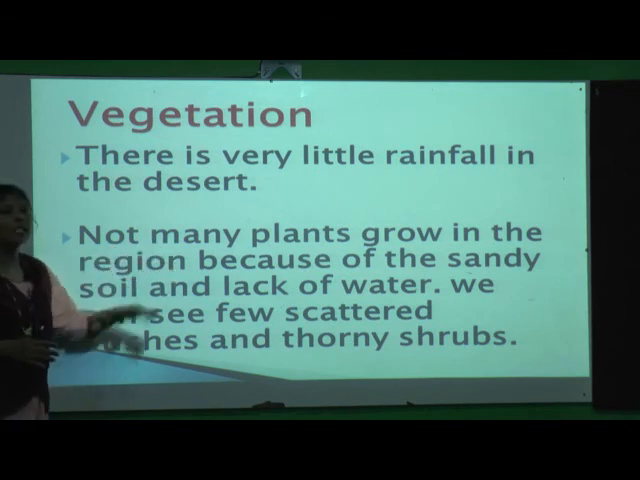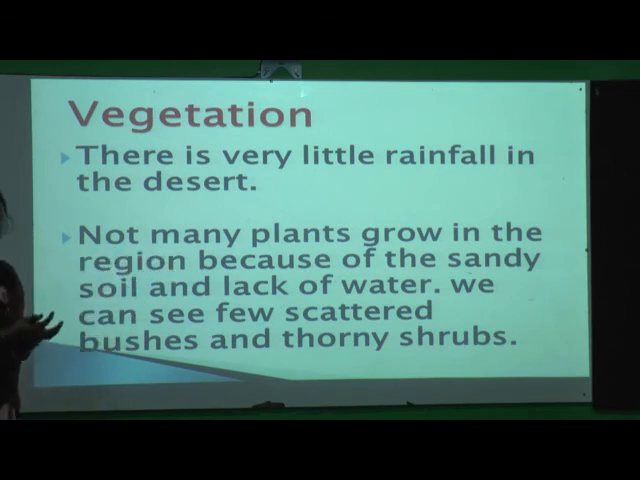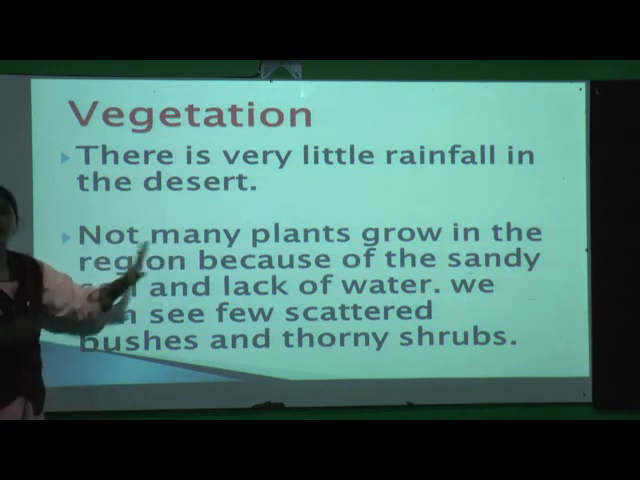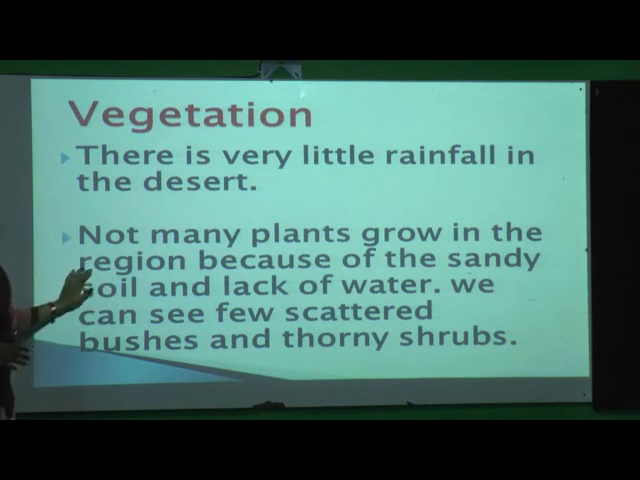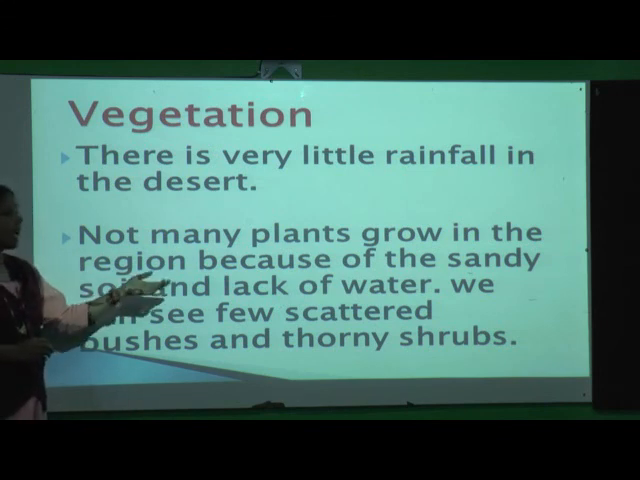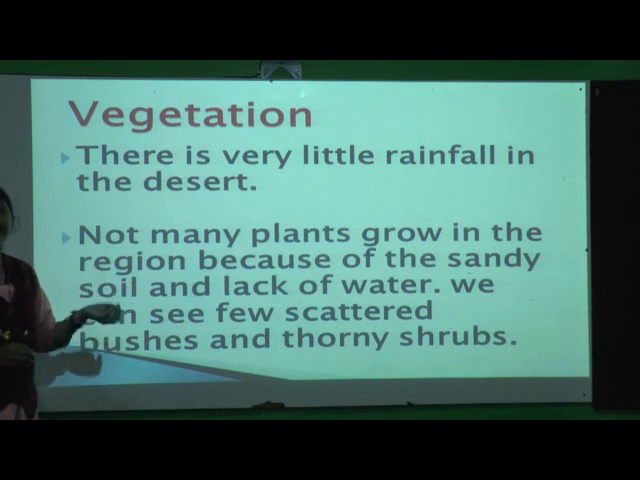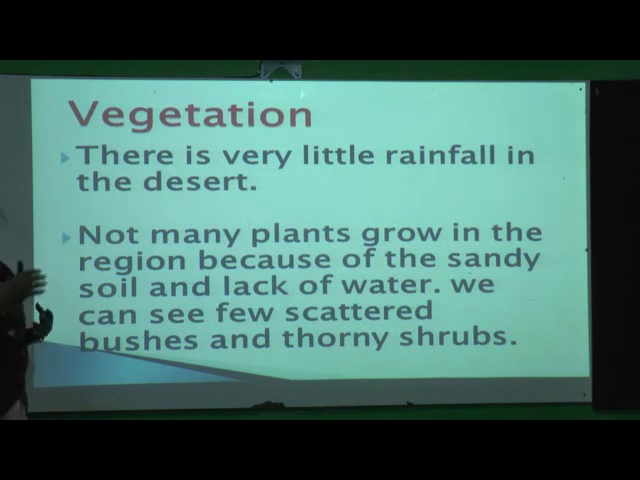When there is heavy rainfall, good water, a river, we can get the land fertile and then crops will grow. But here in Rajasthan not many plants grow in the region, because you all know the reason: the sandy soil and lack of water. Due to the lack of water, we can see only a few scattered bushes or thorny shrubs, we can hardly count them.